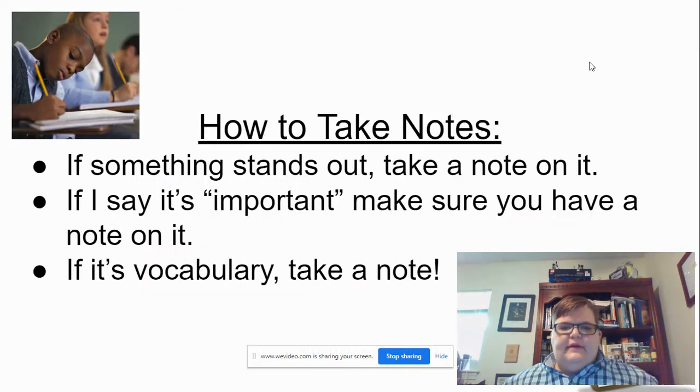Okay, so how to take notes. If something stands out, you want to take a note on it. If it's bolded or underlined, if I say it's important, make sure you take a note on it. And if it's about vocabulary, take a note. So you should be on your page 2, Medieval Europe Notes.